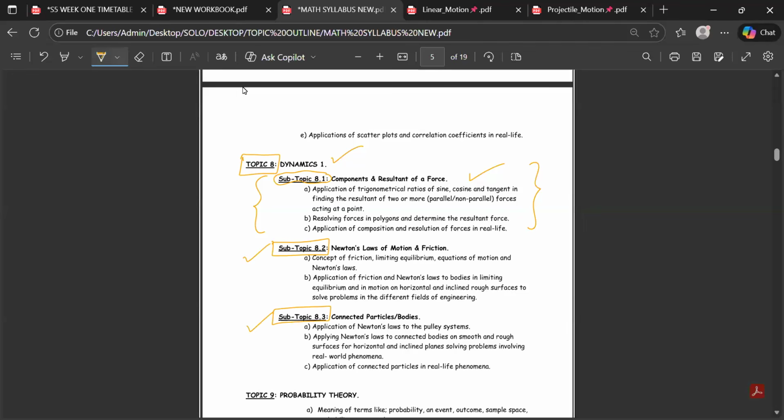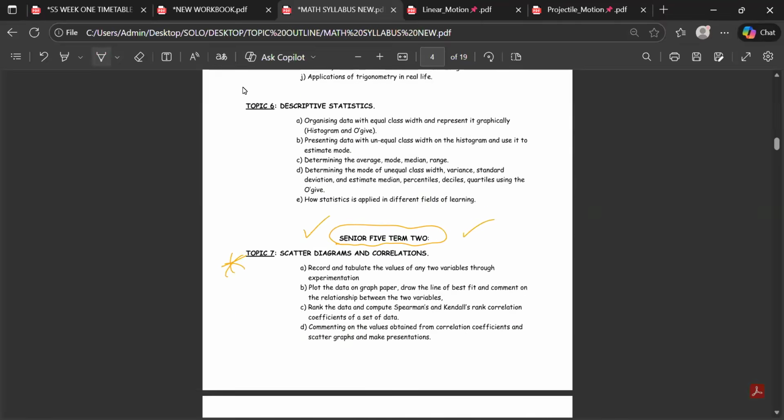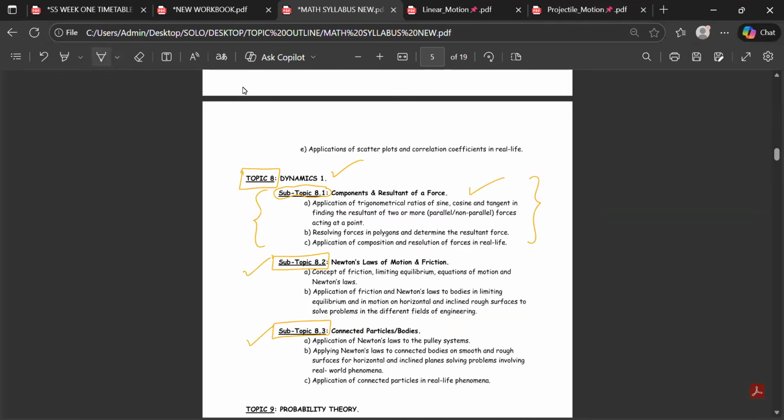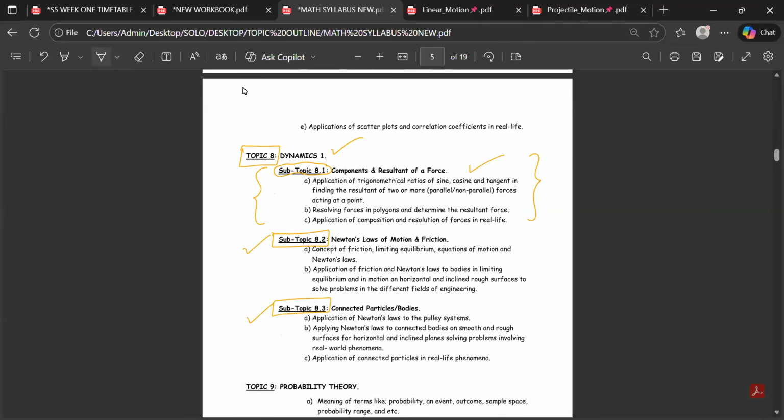So for those who will listen to this in the future, you never know, those lessons will be in existence, so no need to worry. But the current people right now, you should be worried that we have not done that, but we are going to do it. So it's a senior 5 term 2 topic, and it is topic 8. And that is all for dynamics 1. You should be aware, there is nothing else.